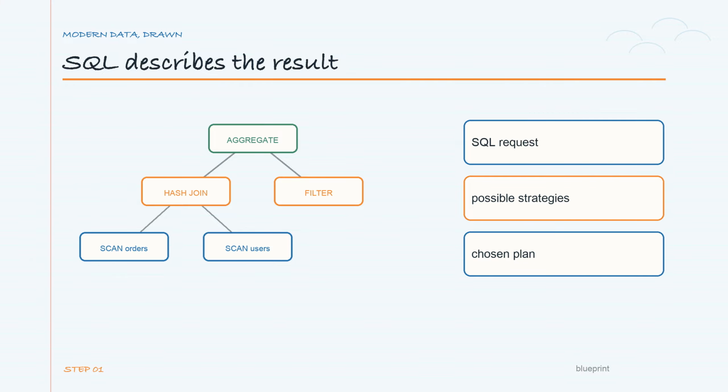Read the drawing from one idea to the next. SQL request, then possible strategies, then chosen plan. You do not need to memorize every implementation detail yet. Focus on what moves, what stays fixed, and why the system does less unnecessary work.